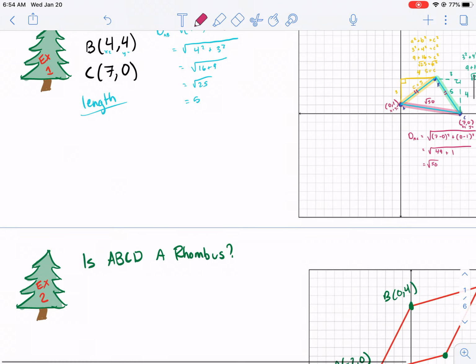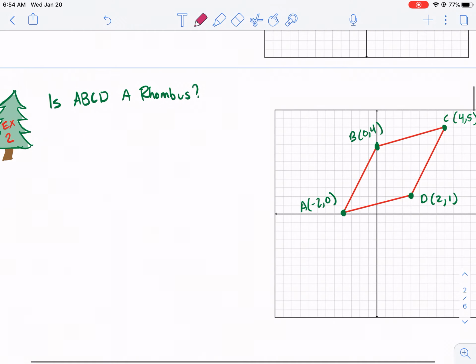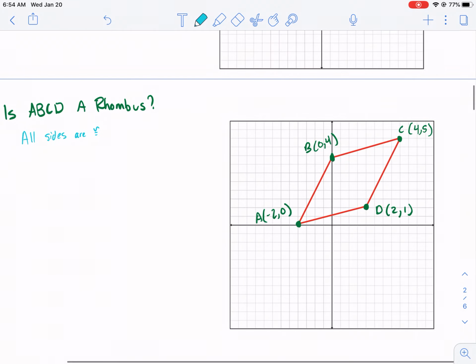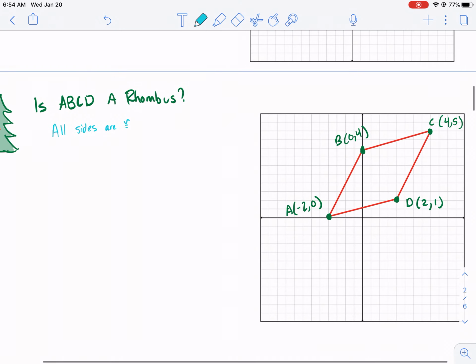Okay, moving on to the last one. I'm going to try to do this quickly here. Is it a rhombus? There's a couple different ways. One way we can find out if it's a rhombus is if all the sides are congruent. So we could go through and find, okay, are all these sides the same length? We could create triangles, Pythagorean theorem, all that jazz, distance formula, whatever you want. That's one method because that's one of the characteristics of a rhombus.